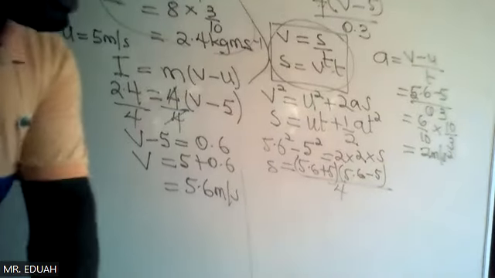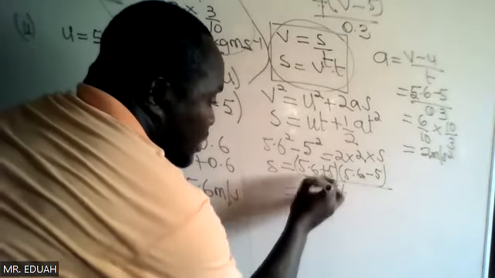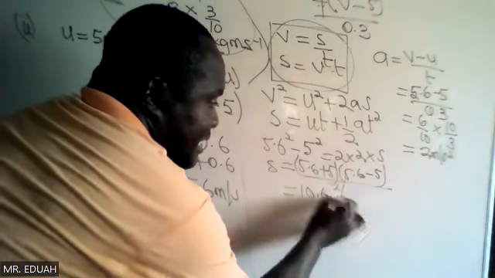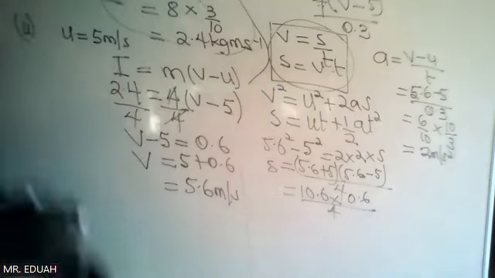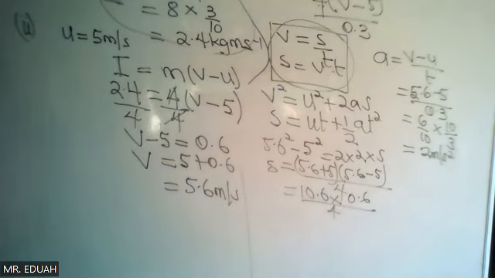Okay, I just want to apply mass to... So this is 10.6 times 0.6 divided by 4. And do that calculation for me. 10.6 times 0.6 divided by 4.